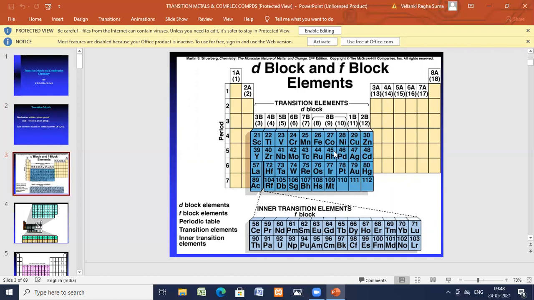By this definition, zinc, cadmium, and mercury are excluded from the transition metals as they have the (n-1)d10 ns2 configuration. They do not form a +2 oxidation state with an incomplete d shell. Element 112 can also be excluded from the transition elements, and it has a radioactive nature.